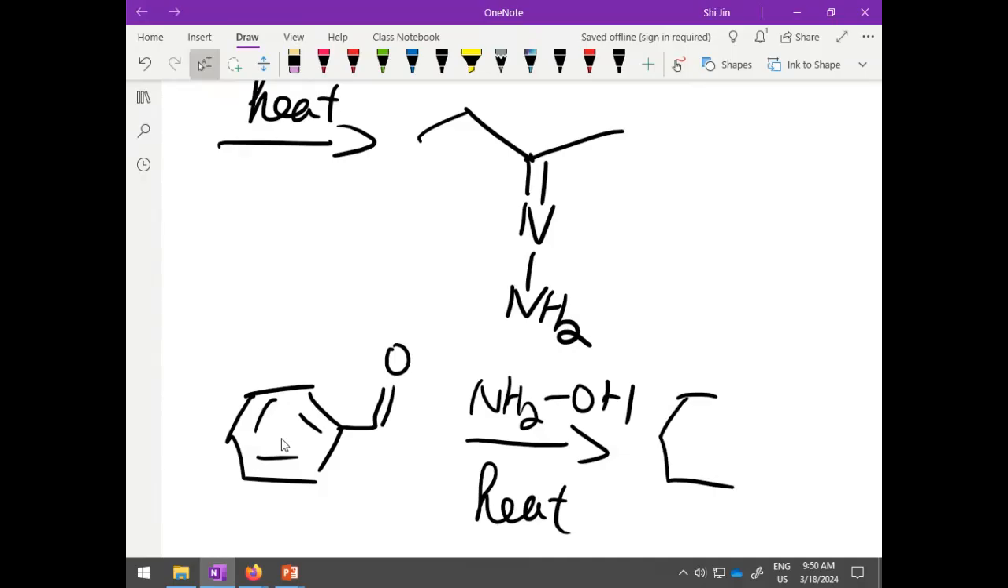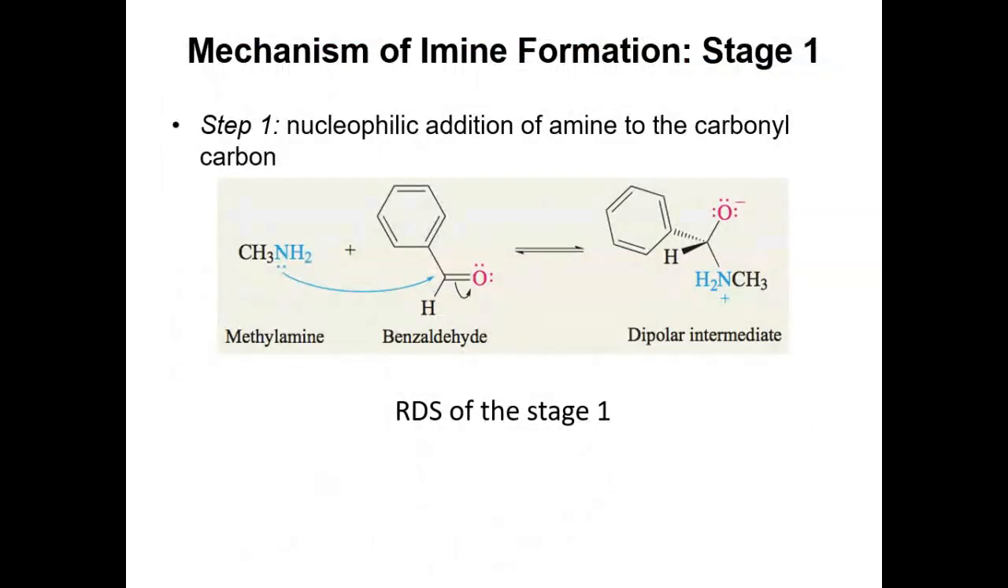You might have seen this one. You might need to use this kind of reaction in the organic lab. Obviously all those reactions form water. So what is the mechanism of this type of reaction?